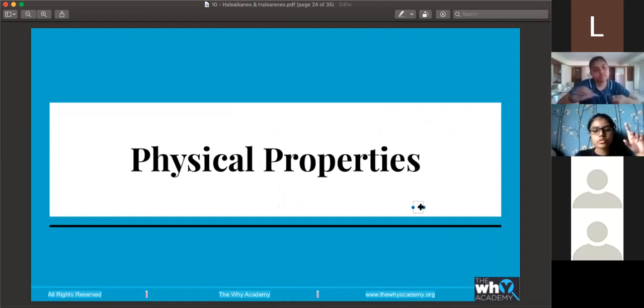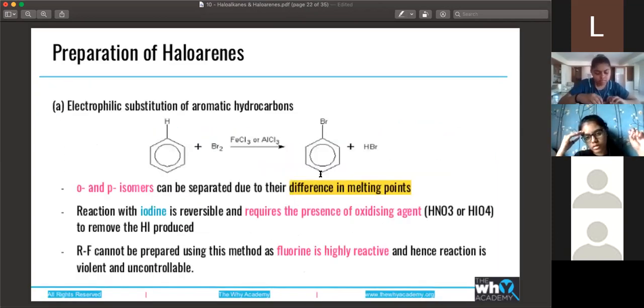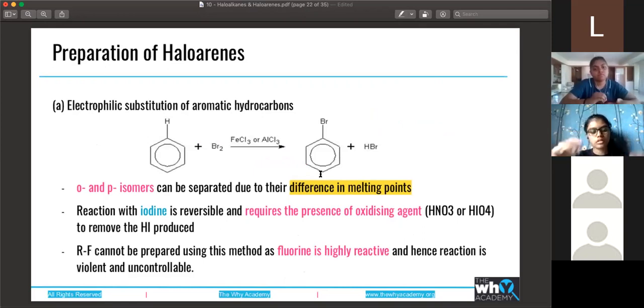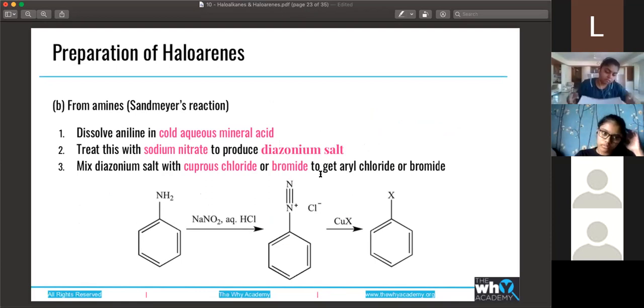Ma'am, could you just go over the preparation methods for haloarenes? What were they? Just two of them. The first one was direct electrophilic substitution, and the second one is Sandmeyer's reaction. Okay, so that's it.